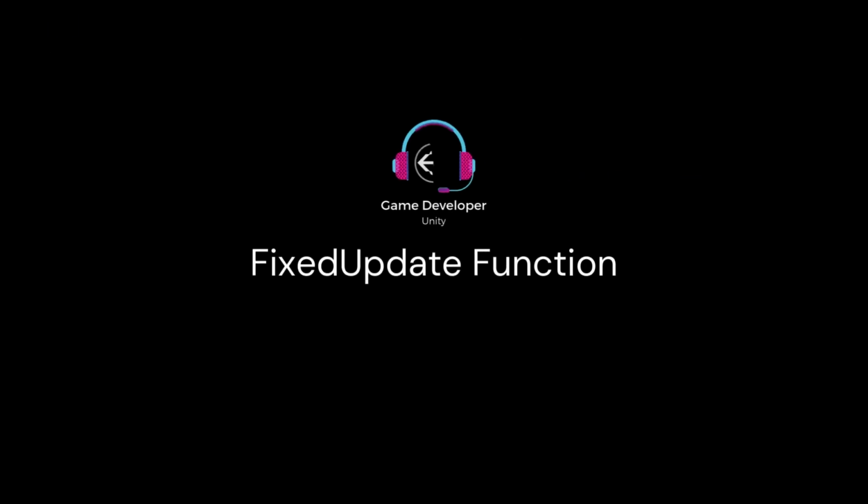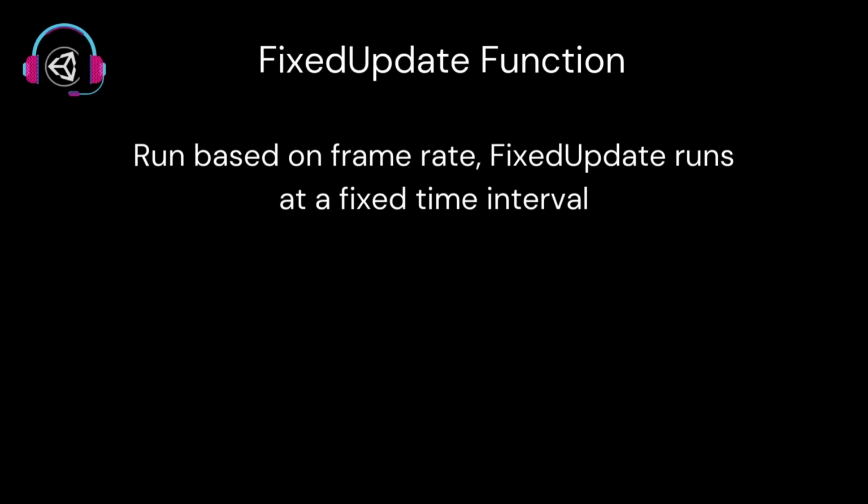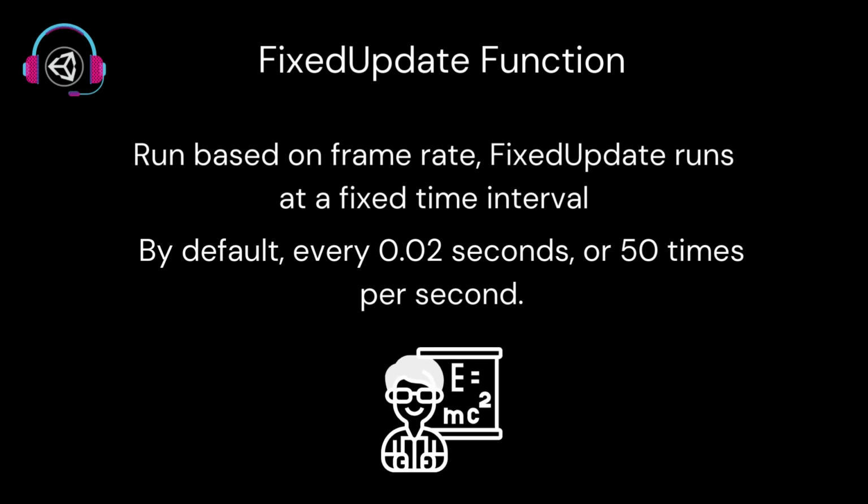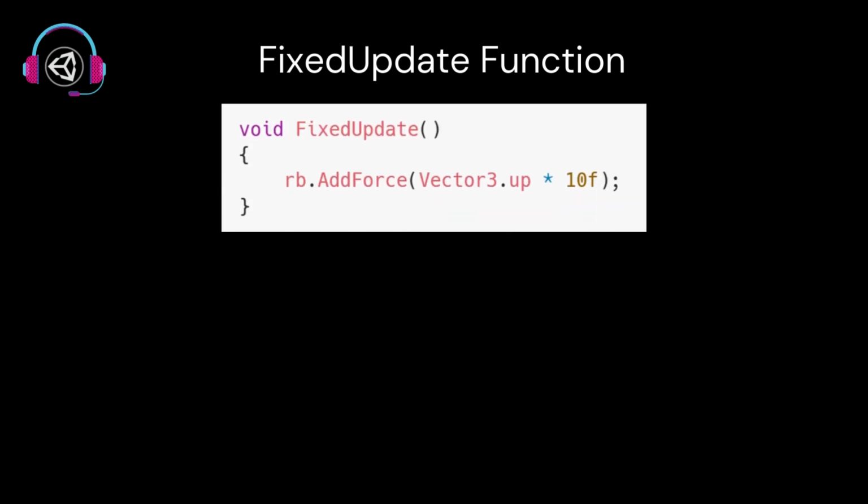FixedUpdate function. Finally, we have FixedUpdate. Unlike Update and LateUpdate, which run based on frame rate, FixedUpdate runs at a fixed time interval, by default, every 0.02 seconds, or 50 times per second. This makes it ideal for physics-related calculations that should remain stable regardless of frame rate. For example, let's apply force to a Rigidbody using FixedUpdate.